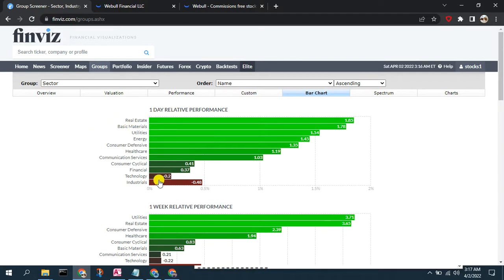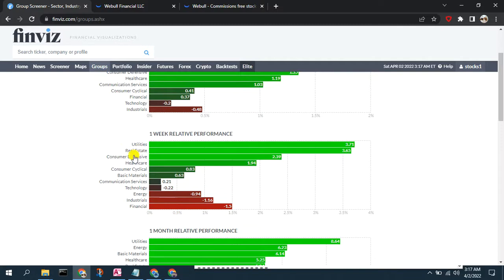We can see from a one-day, the winners on Friday were basic materials, utilities, and real estate. For the week, again, utilities, real estate, and then we had the consumer defensive. See the losers from Friday is technology and industrials. Same for the week. Industrials were down. Energy was mixed throughout the week.